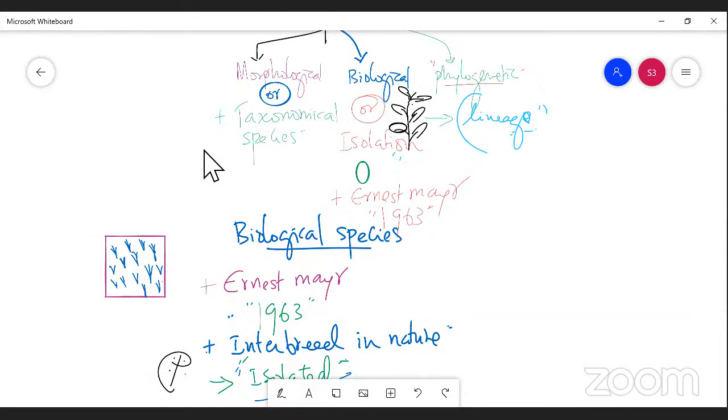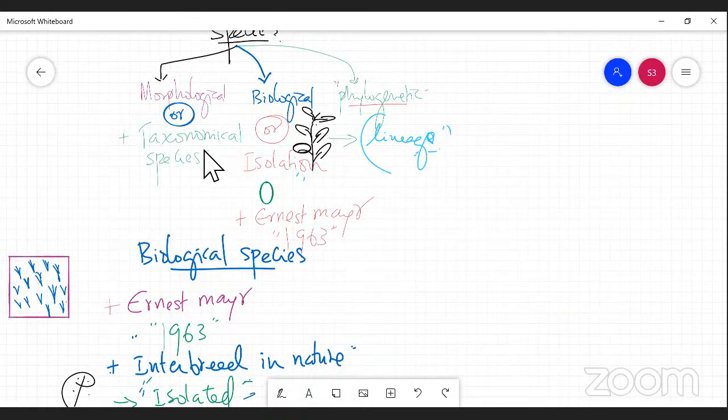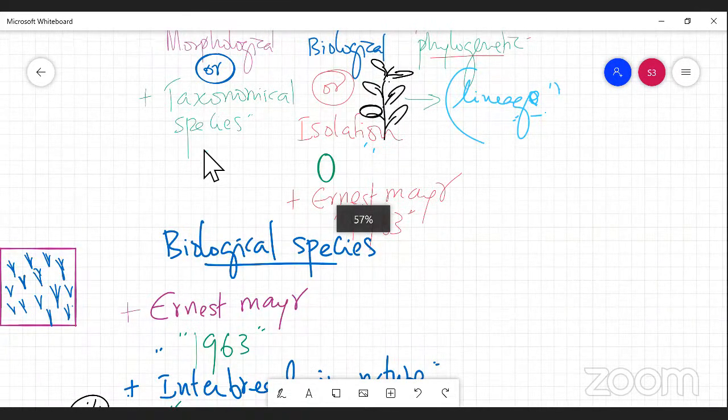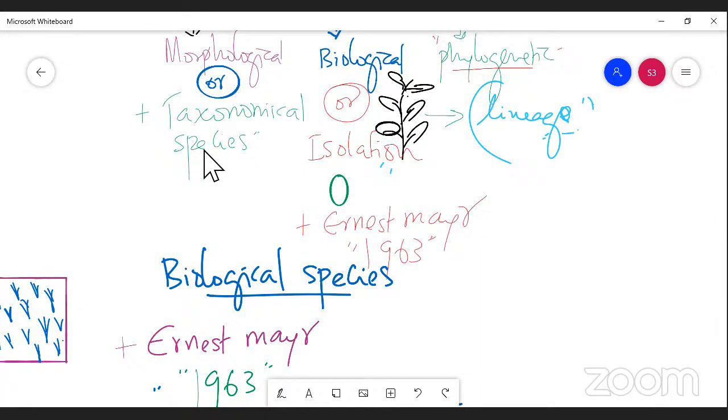The morphological species is also known as a taxonomical species because the group of individuals are similar in their morphological characters. Hence those species are morphologically similar and are categorized under morphological species, right? And biological species means a group of individuals that may interbreed naturally but are isolated by reproducing structures in the plant kingdom. Hence it is known as isolation. It was first introduced by M.S.